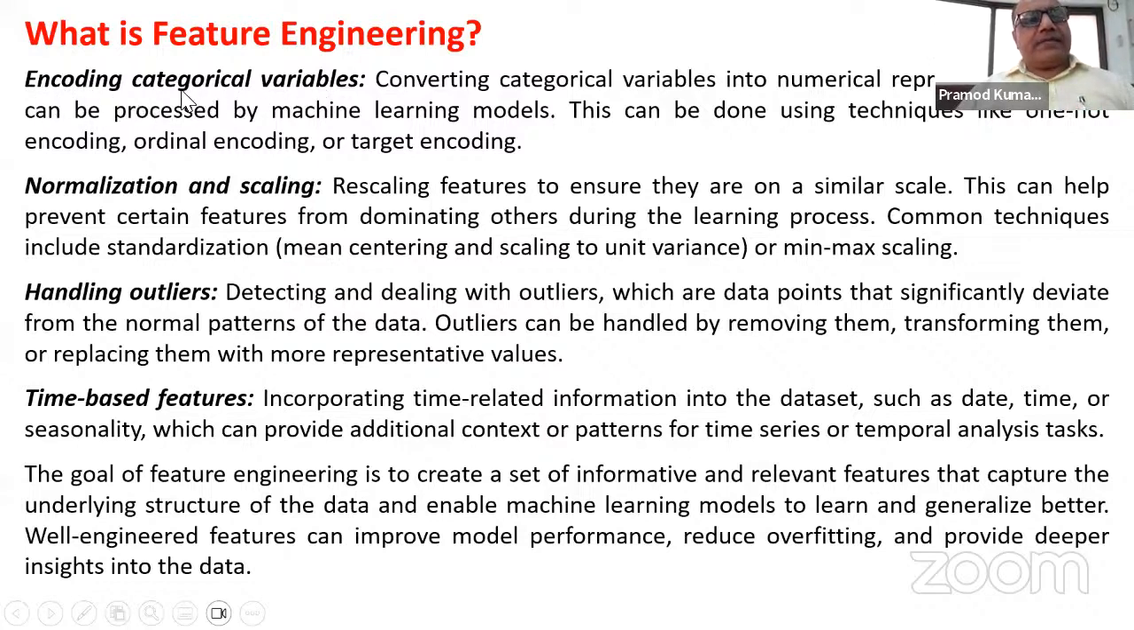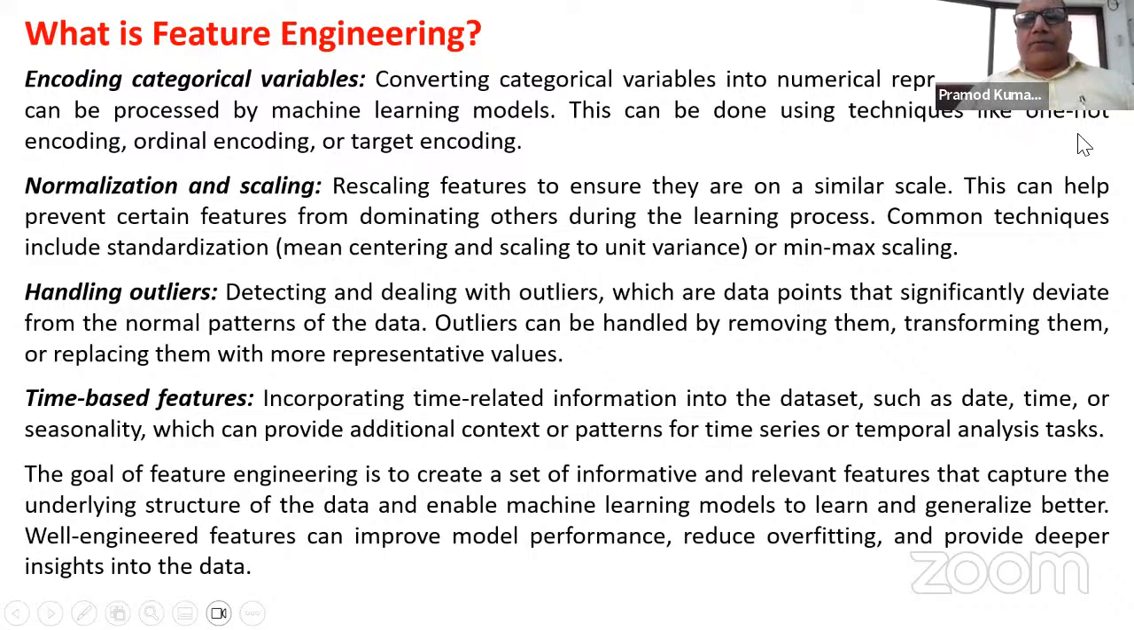Encoding means that the categorical variables will be encoded in some form. Because it is categorical, when we code it, we will code it into numerical form. So encoding a categorical variable means representing the categorical variables in number form. That is written here: converting the categorical variables into numerical representations that can be processed by machine learning models. This can be done by using techniques like one hot encoding, ordinal encoding, or target encoding, etc.